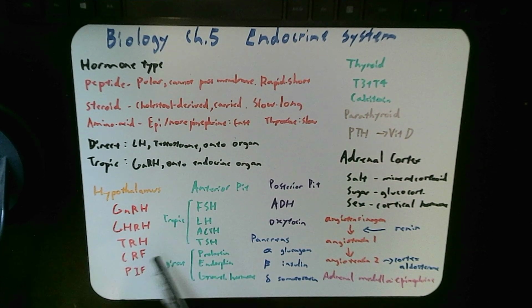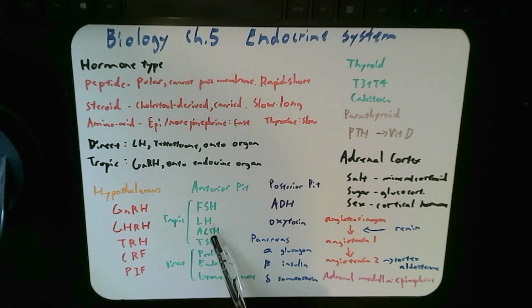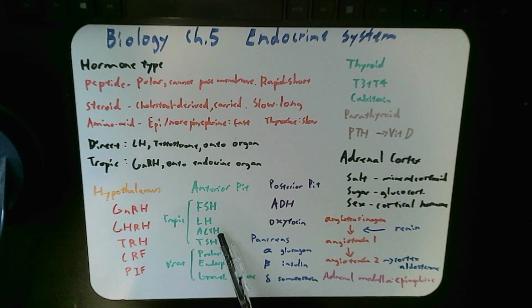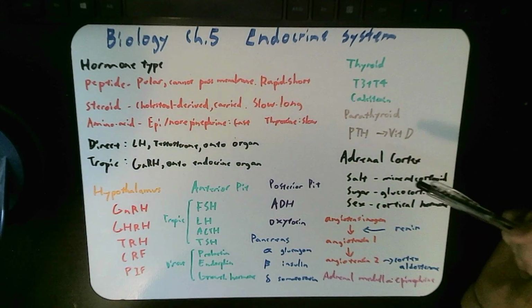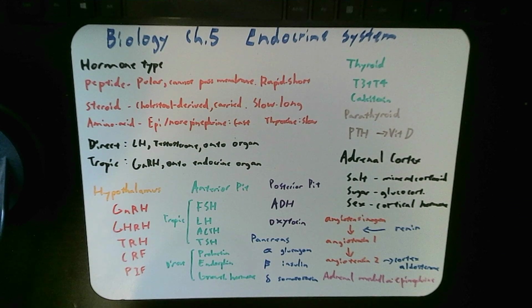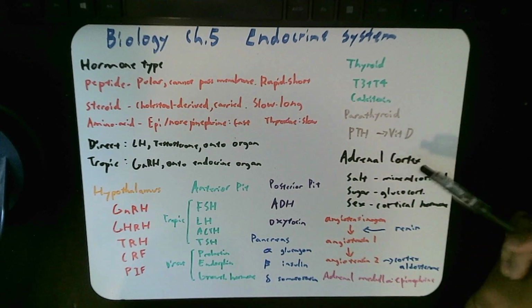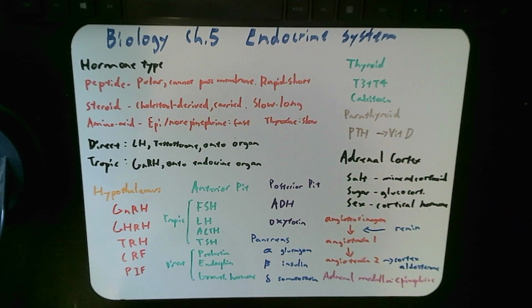We also have CRF, which is corticotrophic releasing hormone, releasing factor that will go ahead and act on the adrenocorticotrophic hormone, in which it will go ahead and act on the adrenal cortex as well as acting on adrenal medulla potentially. I think it acts directly only on adrenal cortex because of corticotrophic.